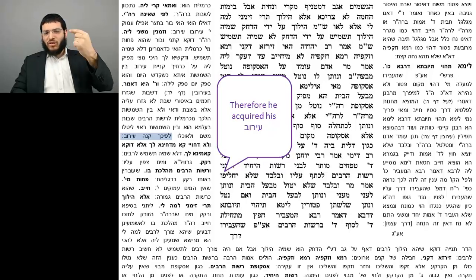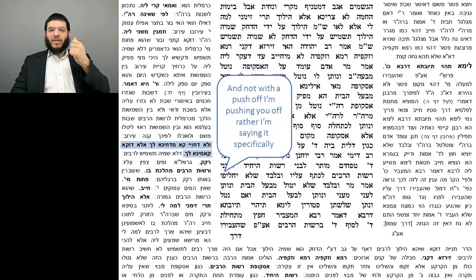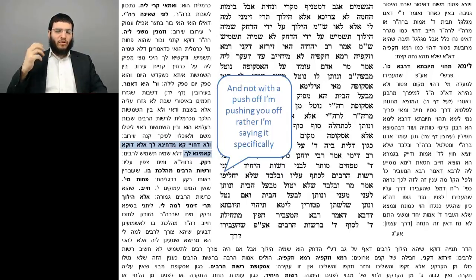And then Rava continued and said, not with a push off, I'm not pushing you off. Rather, I'm saying it specifically. It's not that I'm giving another way of learning these braisas so that it won't be difficult for me, says Rava. Rather, the way I'm learning them must be the way we learn it.